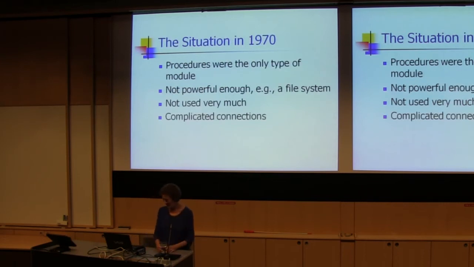What was the situation in 1970? Well, as Parnas says, I don't know what a module is. People sort of understood that procedures were modules, but they didn't understand what modules were in general. They were just these regions of code. And everybody understood that procedures really weren't powerful enough to be the kinds of modules that we needed. Because, for example, a file system is clearly a module in an operating system, but it's not a procedure, it's a bunch of stuff. And so, how do you connect that to procedures?